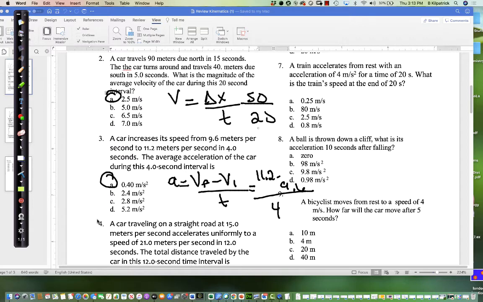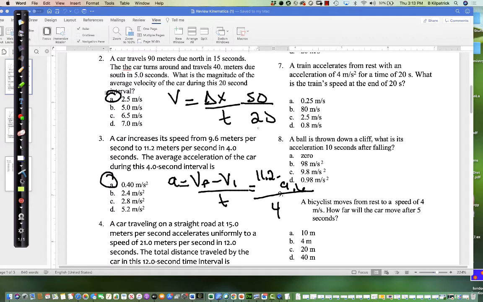Okay? So what does that mean, meters per second squared? Acceleration. Okay, those are the units of acceleration. What does that mean? Every second, your velocity will go up by that much, or go down. So our speed will change by 0.4 meters per second every second.